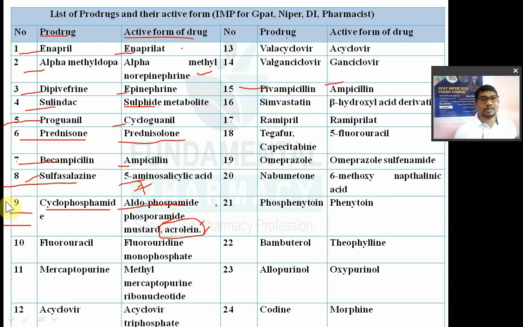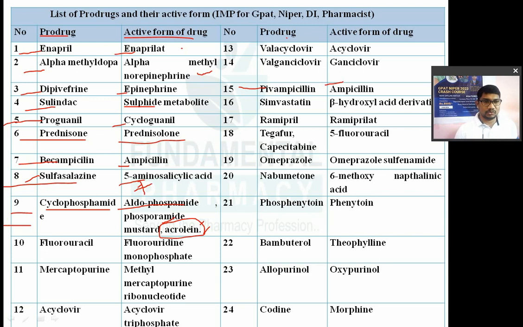So remember, cyclophosphamide का adverse effect होता है hemorrhagic cystitis and that is prevented by using mesna. क्यों होता है? Because cyclophosphamide is a prodrug. It is converted into aldophosphamide, phosphoramide mustard. During this conversion, there is a generation of one toxic metabolite known as acrolein. Acrolein will cause hemorrhagic cystitis, and to prevent the hemorrhagic cystitis, mesna is the drug used.